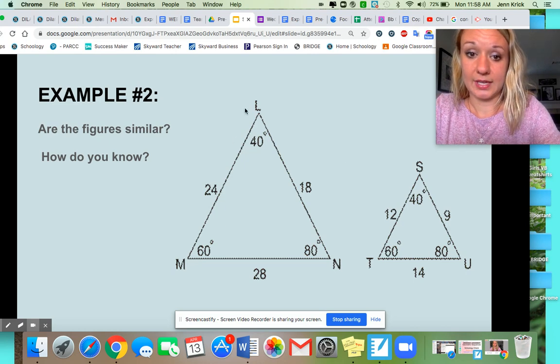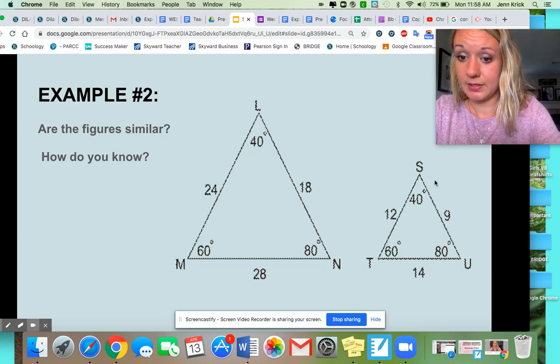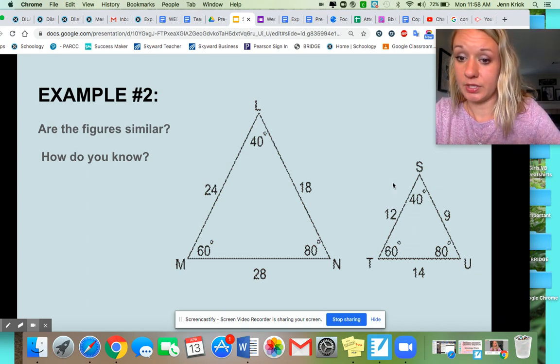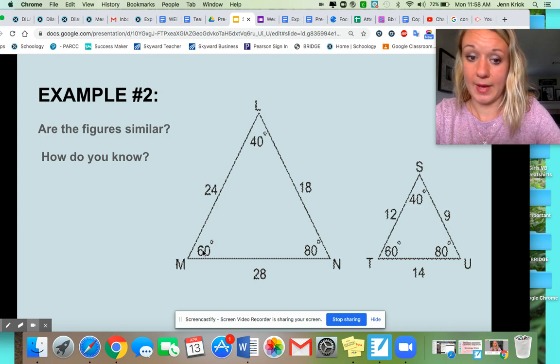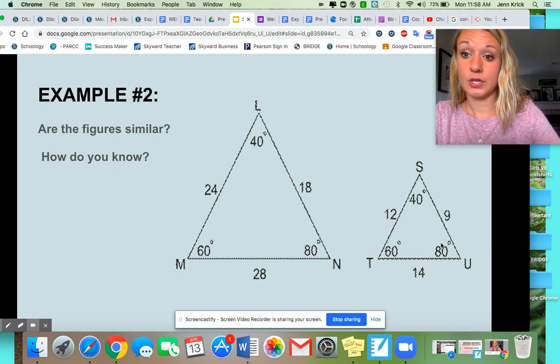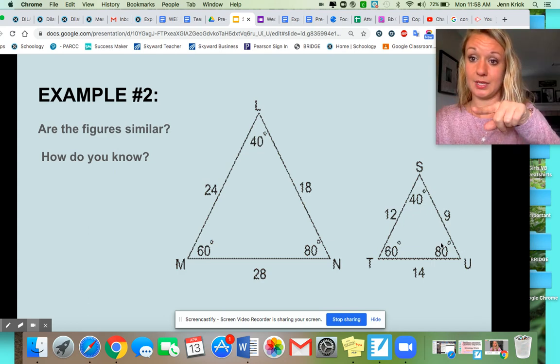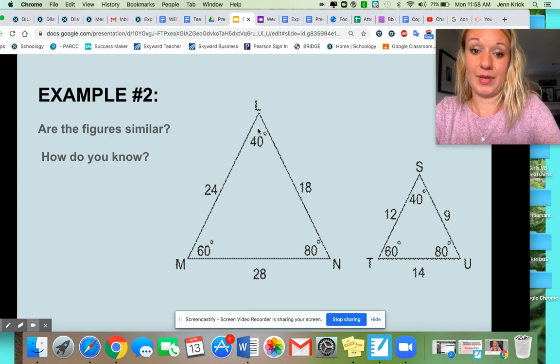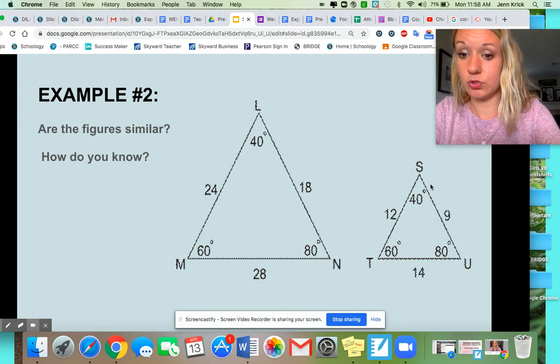So now we're asking, all right, is LMN similar to STU? So are they truly similar? Notice that our top angle is 40 degrees and 40 degrees. Bottom left, 60 degrees, 60 degrees. N is 80 degrees and 80 degrees. Because their corresponding angles are congruent, again, we've proven that they're similar. However, if you were to see like the top angle, like this was 100 and this was 20, that would not work. They wouldn't be similar.